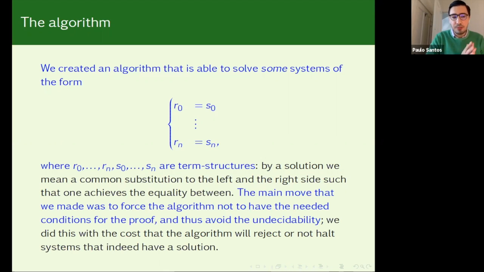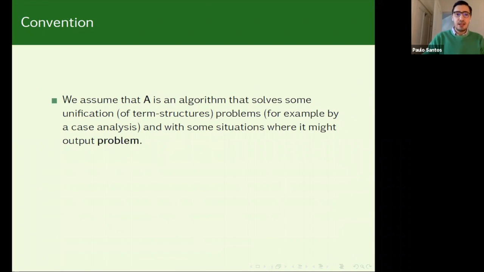The main move that we made to create this algorithm was to force the algorithm not to have the needed conditions for the previous proof, namely the occurrence of the same term variable in both sides and a variable being replaced by a term where that very variable occurs. Of course, there is a cost to this approach, namely that the algorithm might reject, or even not output, systems that indeed have a solution. All this to guarantee that the algorithms that I'm going to show now in this convention do exist. At least there is one, the one that we have constructed.